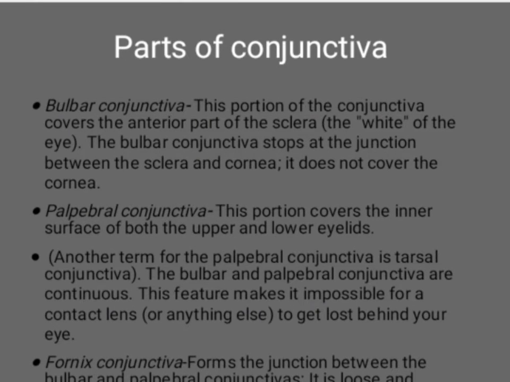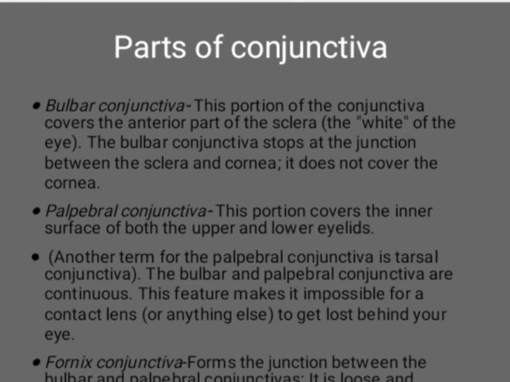Parts of conjunctiva. There are three parts of conjunctiva: bulbar conjunctiva, palpebral conjunctiva, and fornix conjunctiva. Bulbar conjunctiva is the portion which covers the anterior part of the sclera. Bulbar conjunctiva stops at the junction between the sclera and the cornea. It does not cover the cornea. Conjunctiva does not cover the cornea. It is an important point.